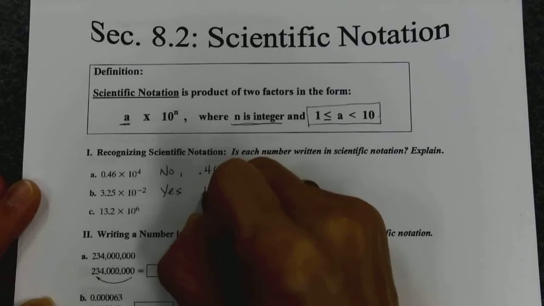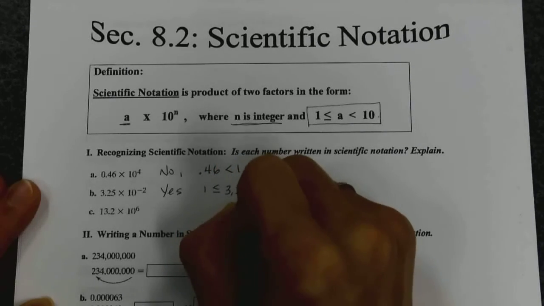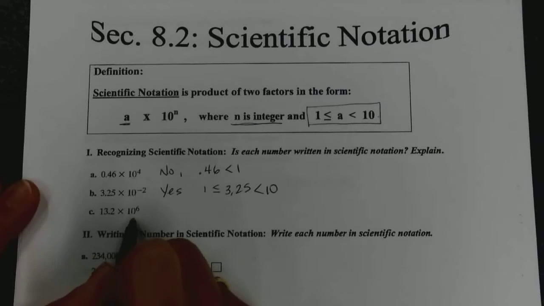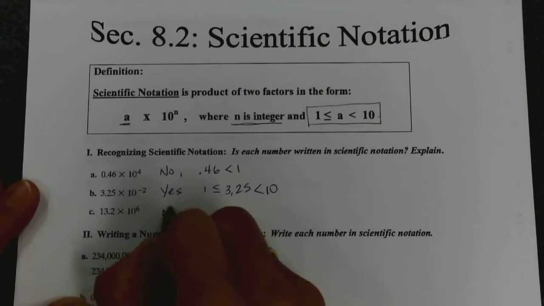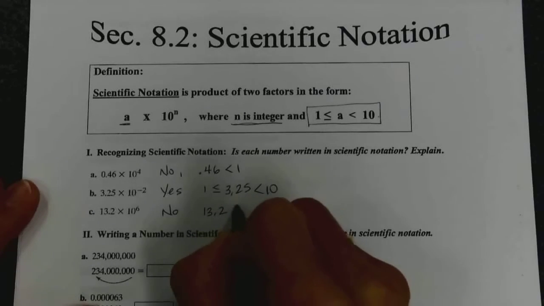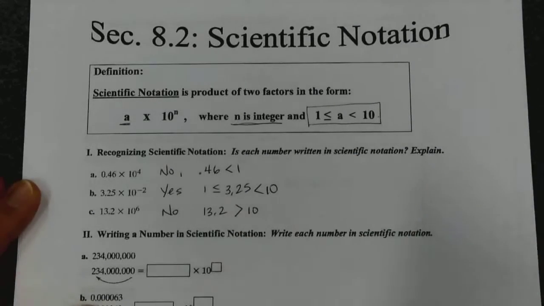You could explain it by saying it is between 1 and 10. And the last one right here, 13.2 times 10 to the 6, is no, because 13.2 is bigger than 10, and it can't be bigger than 10. It has to be less than 10.